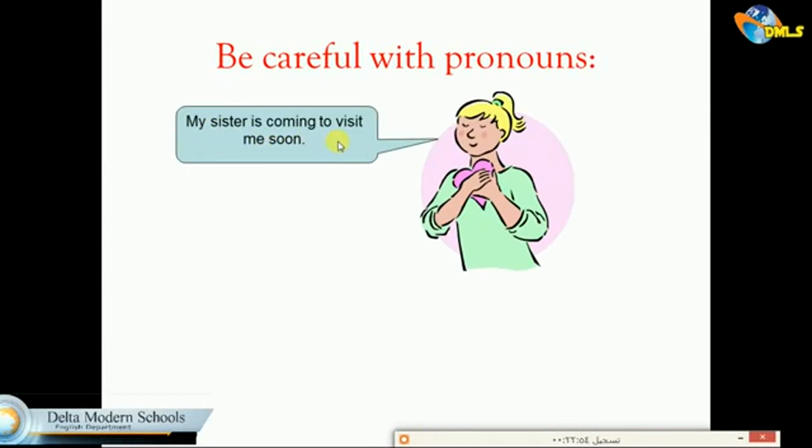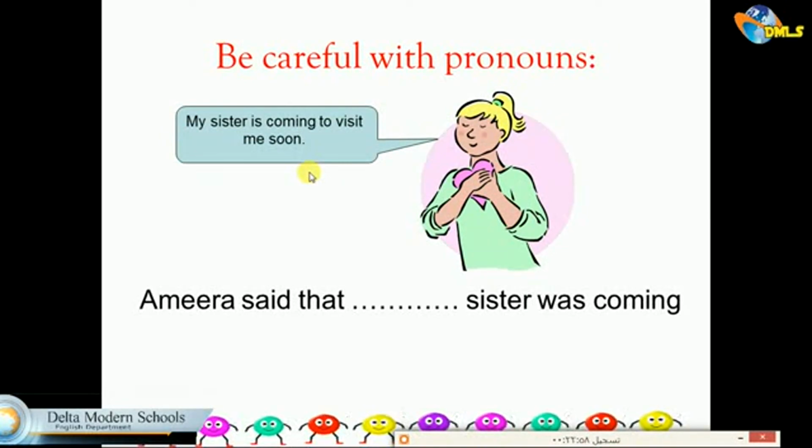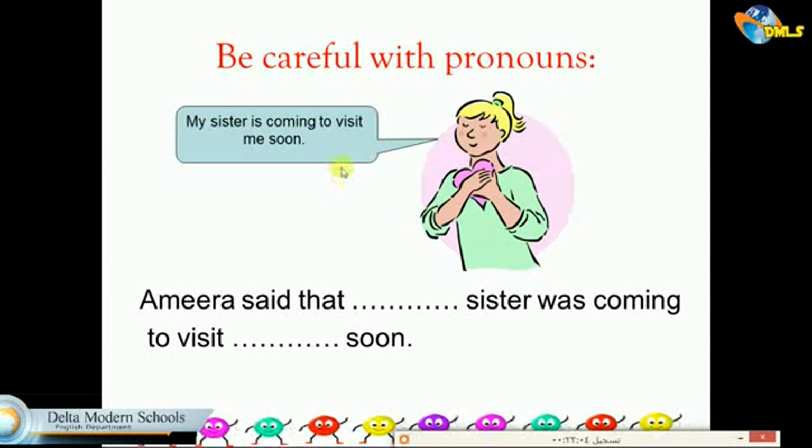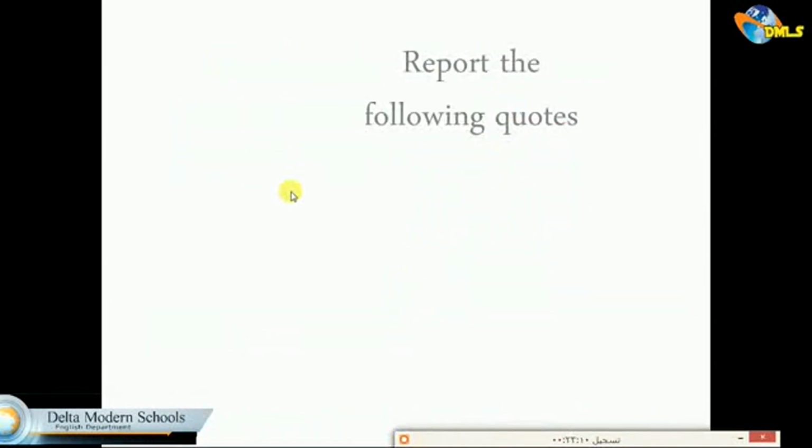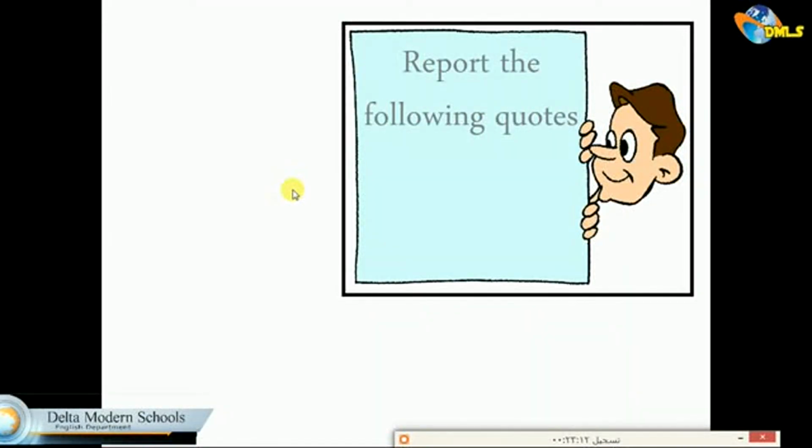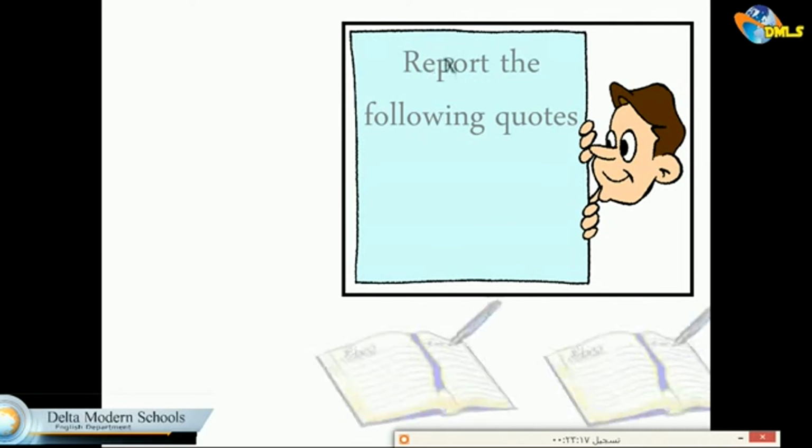Be careful with pronouns, as we said. "My sister is coming to visit me soon." Amira said that sister was coming to visit soon. So what about the pronouns my and me? It will be her sister and her soon. Thank you. Now I want you to report the following quotes. Are you ready? Okay.